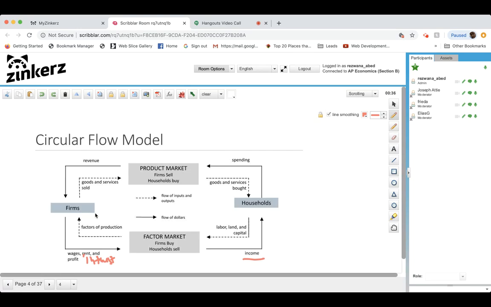Then we talked about the circular flow model a little bit, just to show how these two markets are really interconnected and interrelated with each other, and you can't really have one without the other.